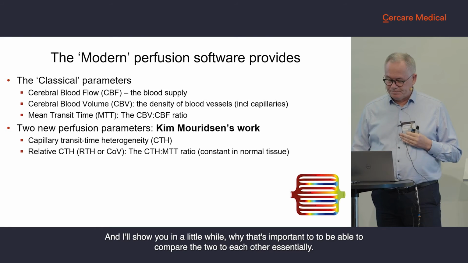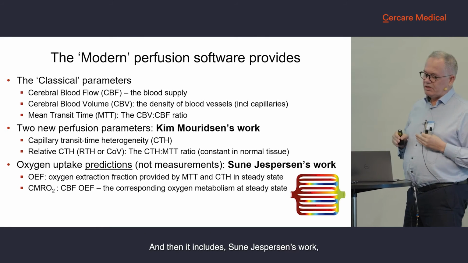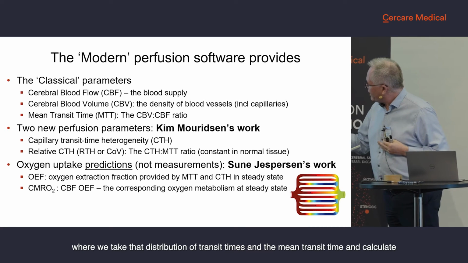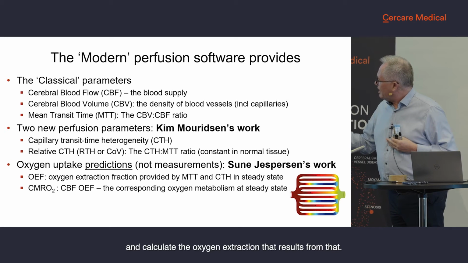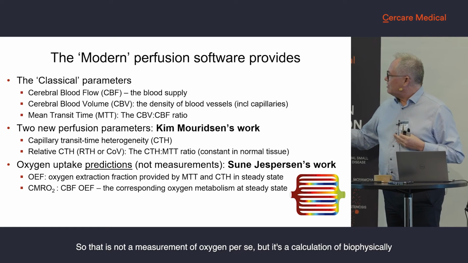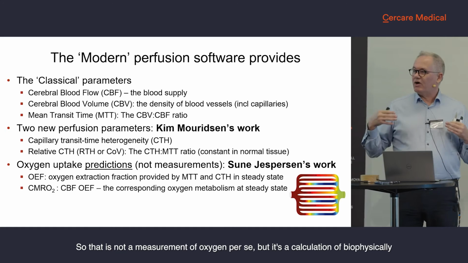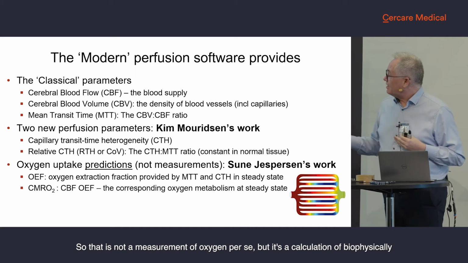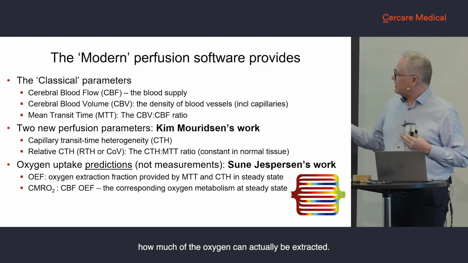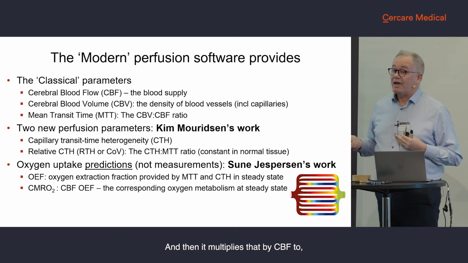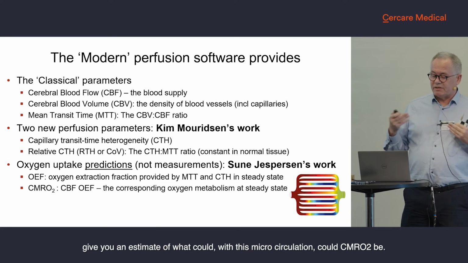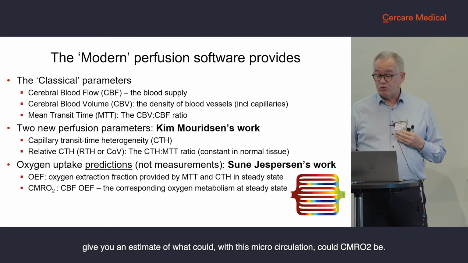to be able to compare the two to each other, essentially. And then it includes Sune Jespersen's work, where we take that distribution of transit times and the mean transit time and calculate the oxygen extraction that results from that. So that is not a measurement of oxygen per se, but it's a calculation of biophysically how much of the oxygen can actually be extracted. And then it multiplies that by CBF to give you an estimate of what, with this microcirculation, CMRO2 could be.